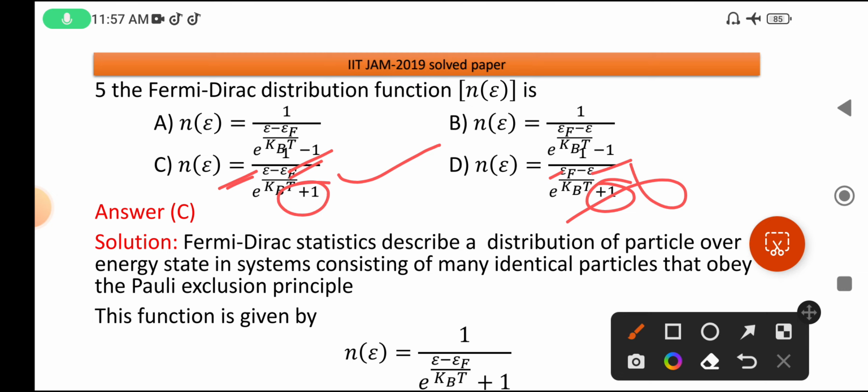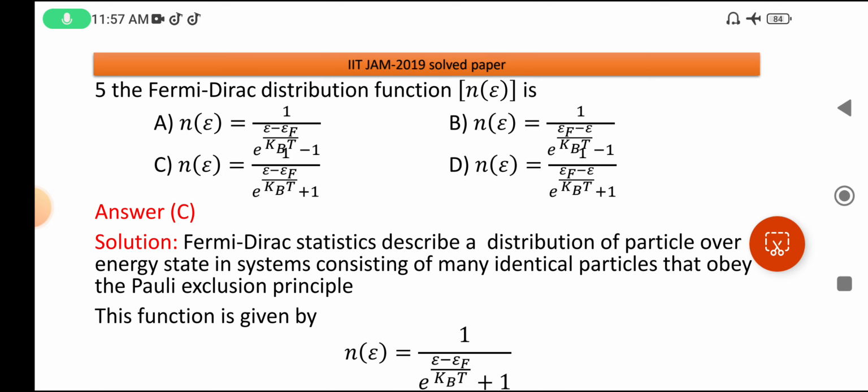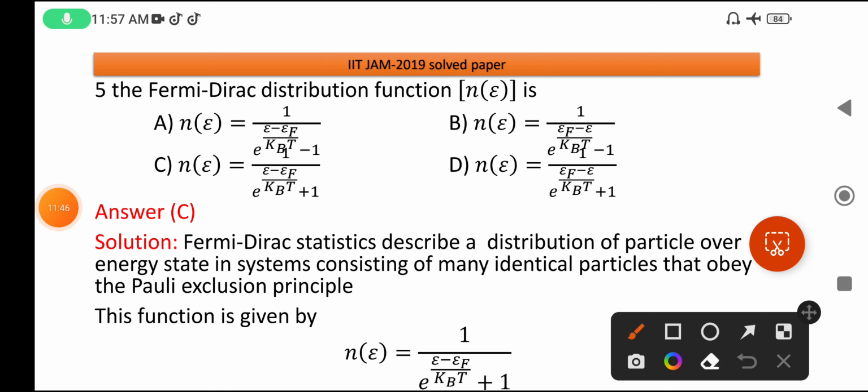The answer is this one only. For Fermi it is this. For Bose, the answer is this one. Why is it minus 1? For Bose it is minus, for Fermi plus. So plus 1 for Fermi, minus 1 for Bose. But total energy minus Fermi energy is important. For the MB distribution you cannot get a one term.